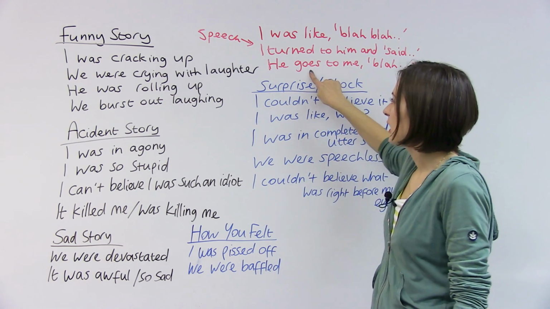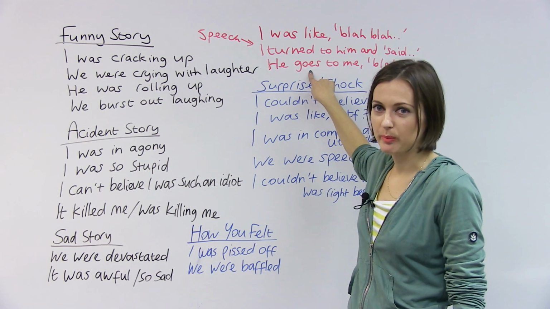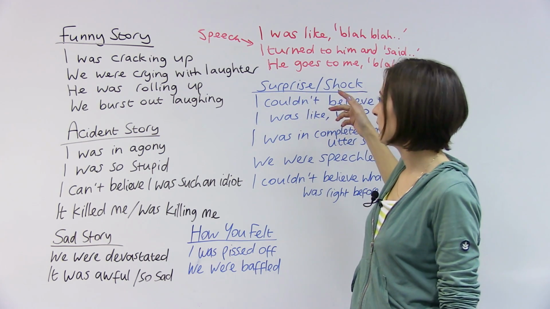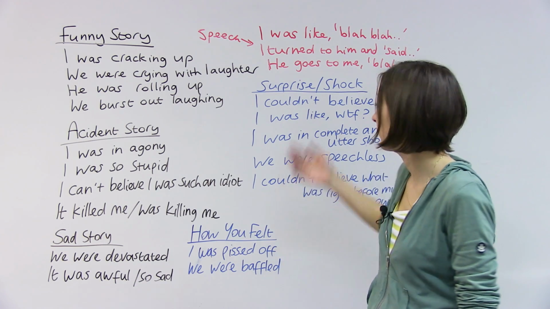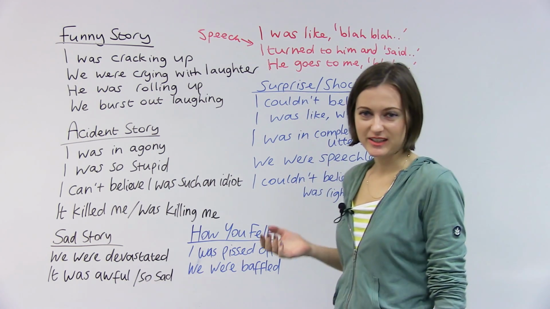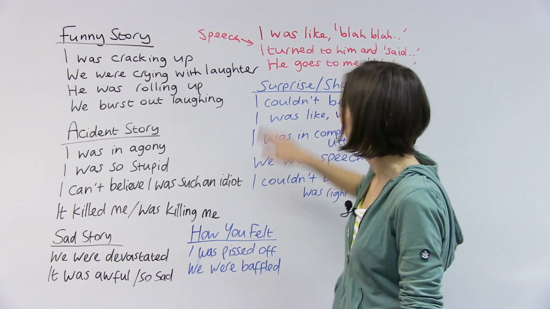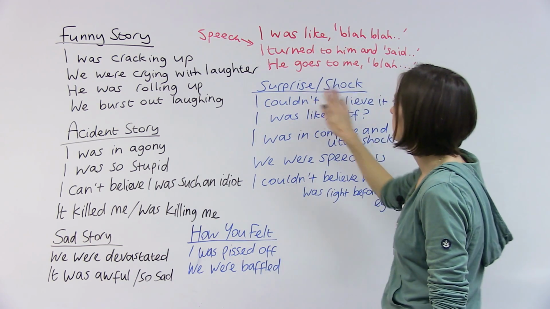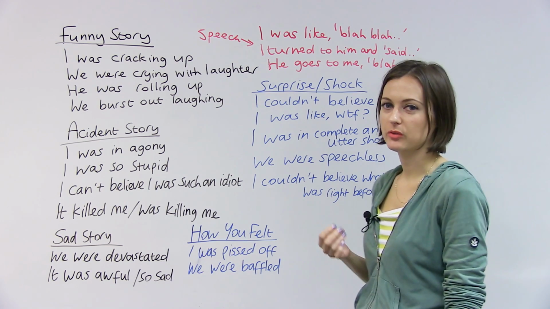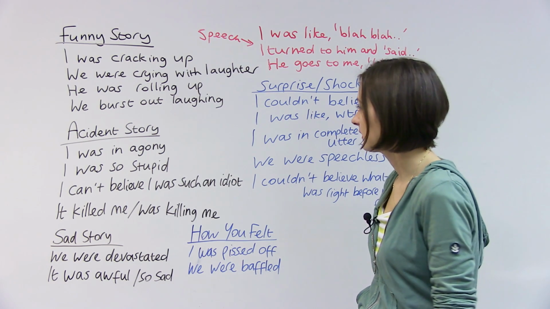We also use the verb go to mean speak. He goes to me. I don't know why all the people in my stories have got a problem, but anyway. He goes to me, you're an idiot, get away. That means he said to me, I'm an idiot. So you could bring in these different verbs to make your storytelling more colloquial.